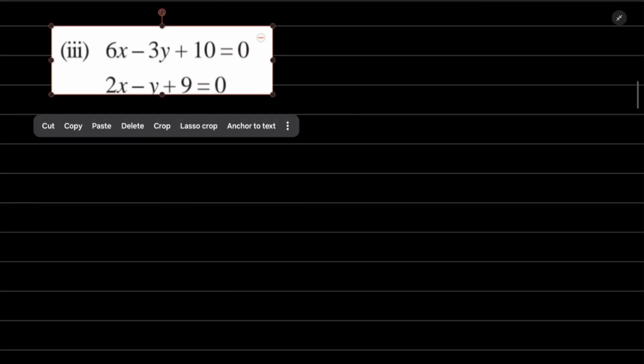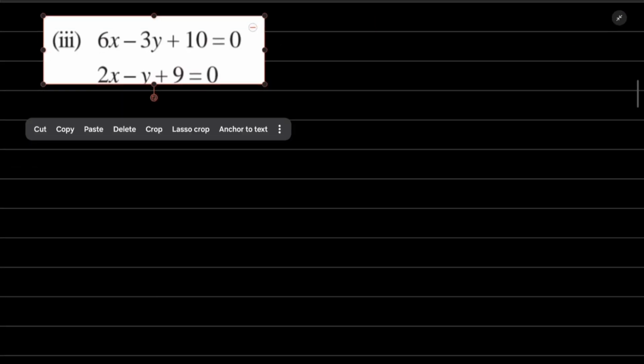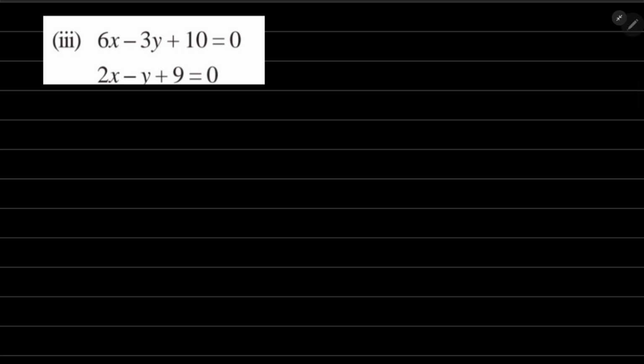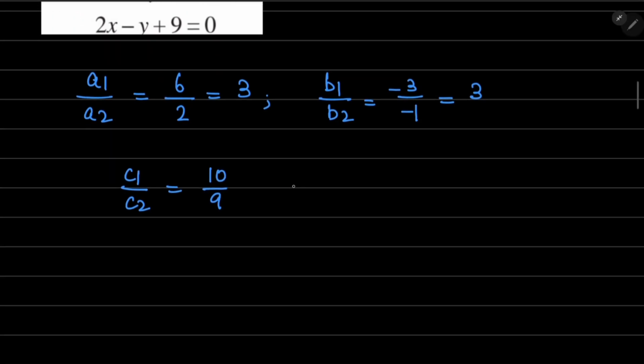What is the third question here? Again, we have to do it the same way. Let's take the ratios. What's a1 by a2? 6 divided by 2, which is nothing but 3. What is b1 by b2? Minus 3 divided by minus 1, which is again 3. Now let's go to the c1 by c2 ratio. c1 by c2 is nothing but 10 divided by 9. So therefore, what do you get? a1 by a2 is equal to b1 by b2, but this is not equal to c1 by c2.